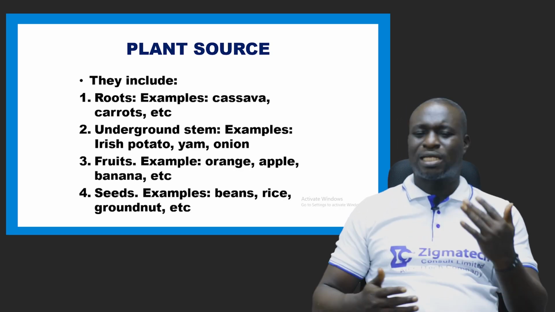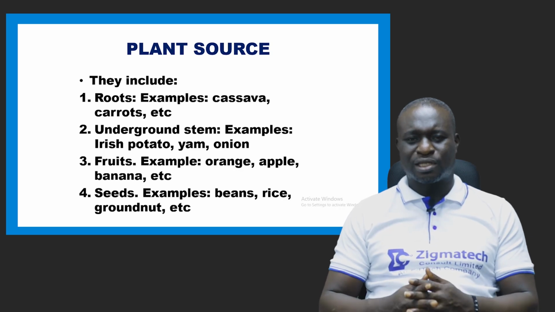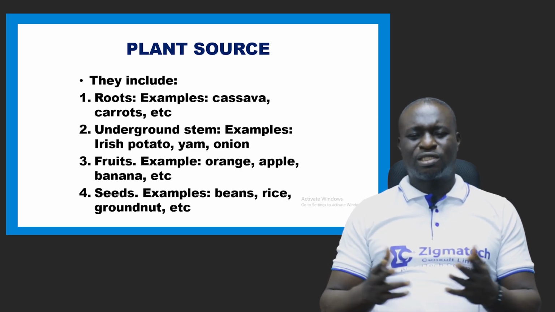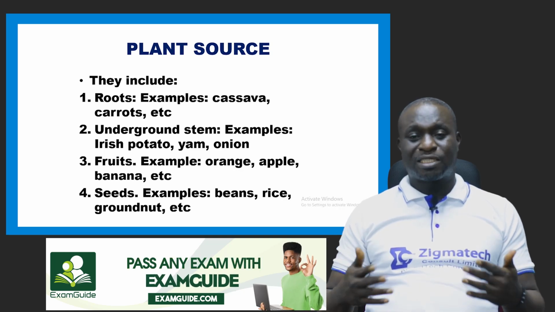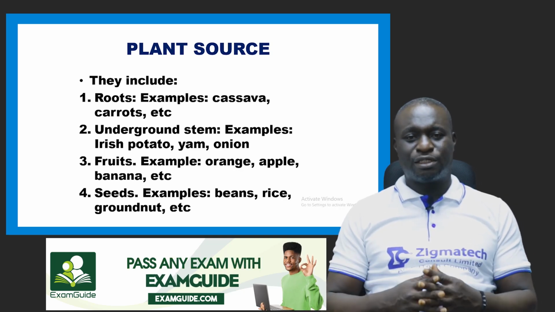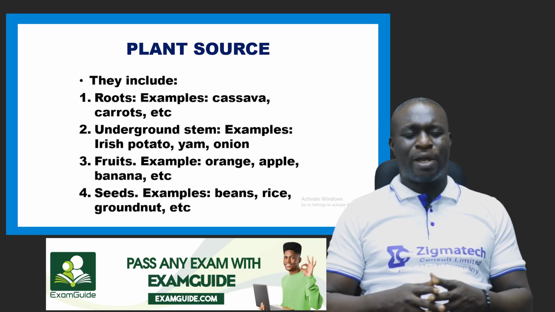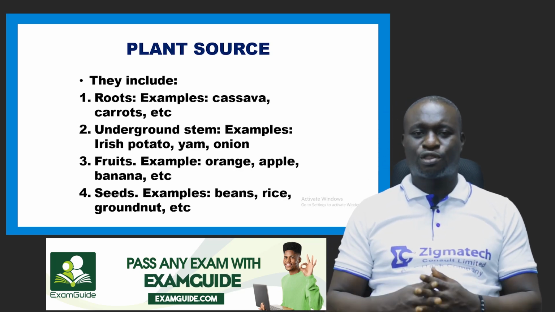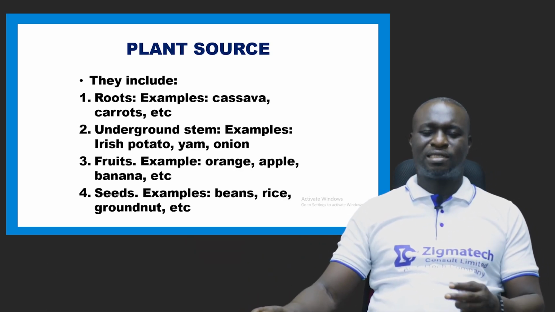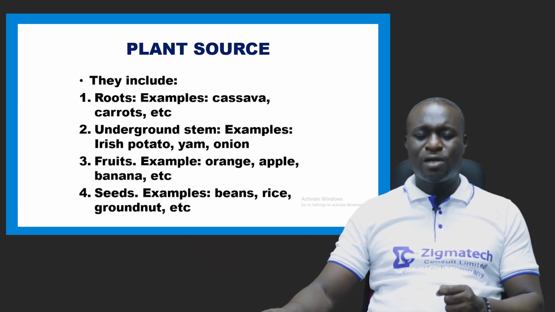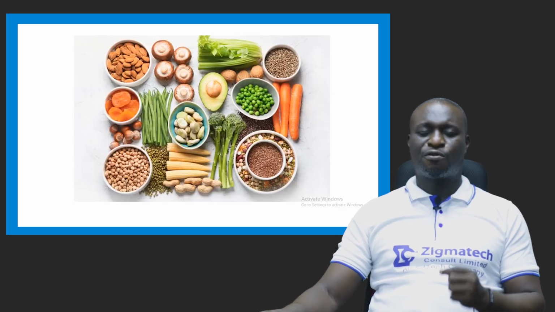We have the legumes and the cereals or the grains. Grains like rice, grains like millets, the cowpeas, the sorghums, and so on. The legumes also, we have the beans, we have the groundnuts, we have the soya beans, and so on. These are seeds, and these are food items that are sourced from plants.